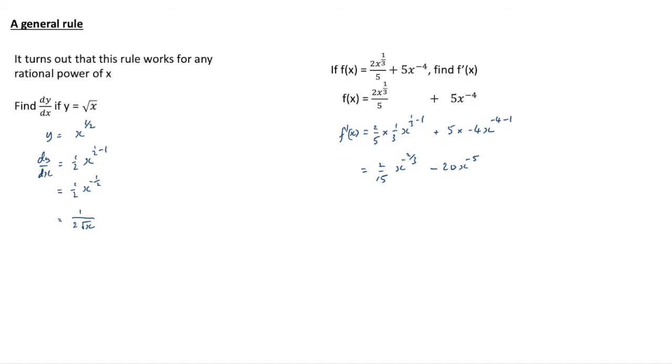Then we multiply things out, so 2 over 5 times 1 over 3 is 2 over 15. A third, take away 1 is minus 2/3, so that's our new power for that term. And for the second term, we have plus 5 times minus 4, which is minus 20, and then the minus 4 take away 1, of course, becomes minus 5, so that's minus 20 x to the power of minus 5.